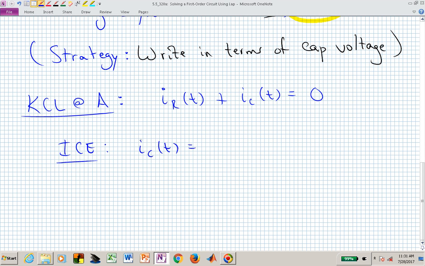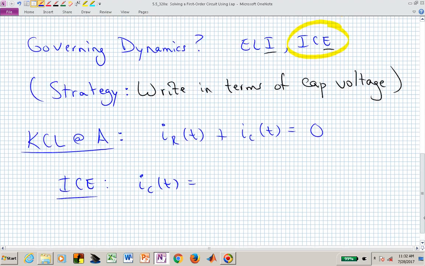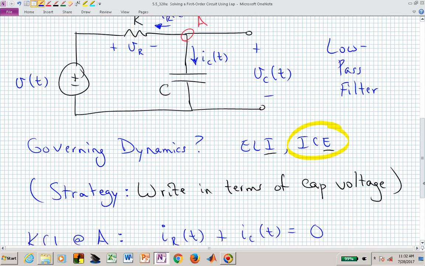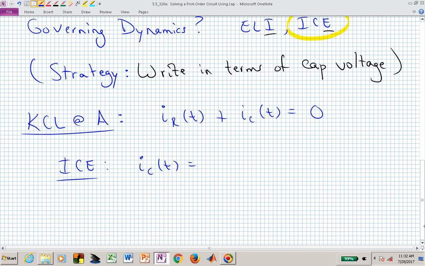Now again, we wanted to write this in terms of capacitor voltage, and ICE tells us then that that will give us the capacitor voltage that we want. ICE says I is equal to C, V sub C prime of t, or C dV/dt. Now we have an expression for the capacitor's current in terms of the capacitor's voltage.